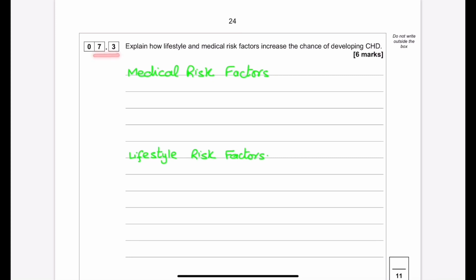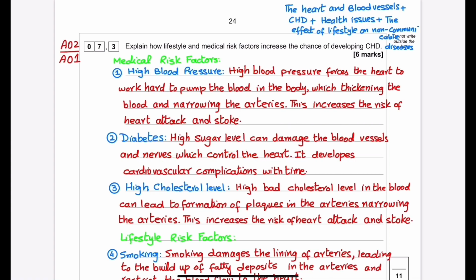In 7.3, we need to explain how lifestyle and medical risk factors increase the chance of developing CHD. Coronary heart disease is caused in different ways, and the demand of the question is how lifestyle and medical risk factors are involved. The model answer is given here. The medical risk factors: high blood pressure. High blood pressure forces the heart to work hard to pump the blood in the body, which thickens the blood and narrows the arteries. This increases the risk of heart attack and stroke.